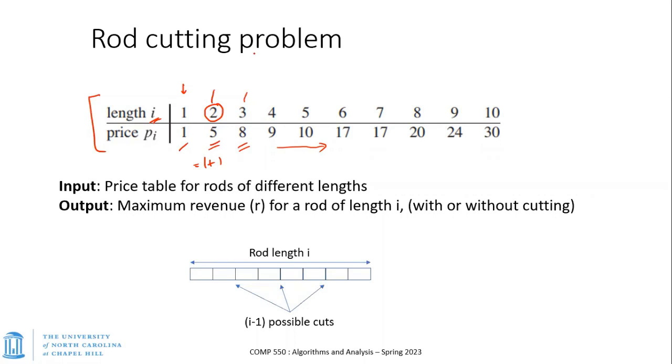All right. So for a rod of size 3, the price goes up. It fetches you a better price. 9 is higher than 8, and so on. So these are going up. But sometimes, for example, if you have a rod of size 6 or you have a rod of size 7, they both fetch the same price, right?